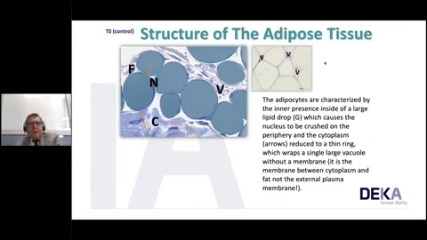Well, the adipocytes are characterized by the presence inside of a large lipid drop, which causes the nucleus to be crushed on the periphery and the cytoplasm reduced to a thin ring, which wraps a single large vacuole without a membrane. This is very important.